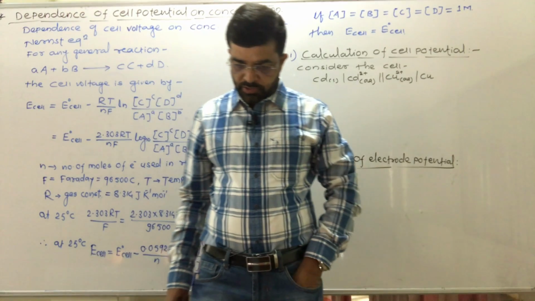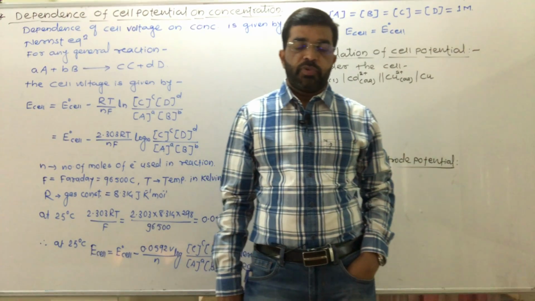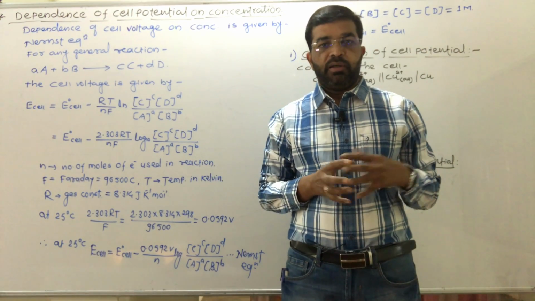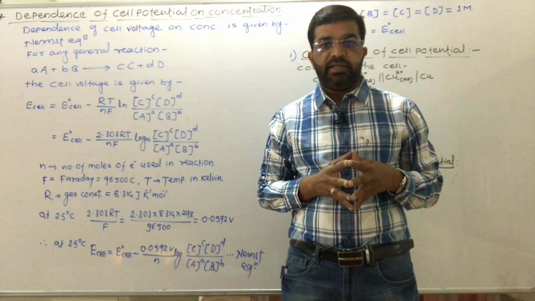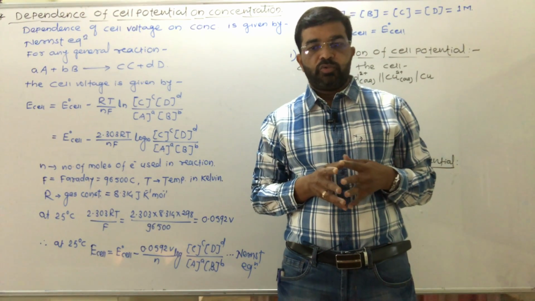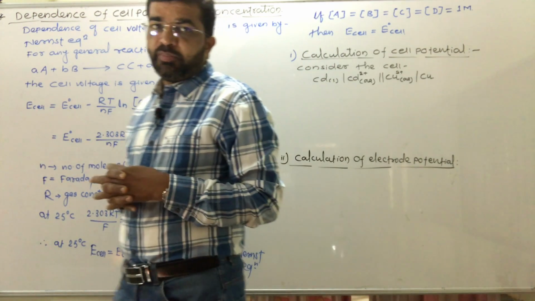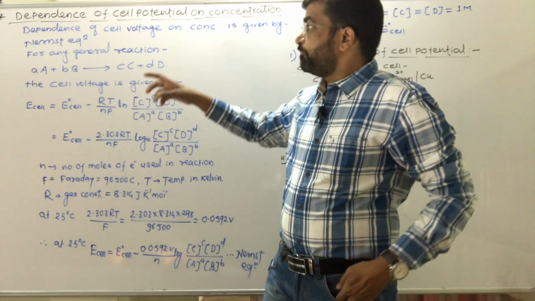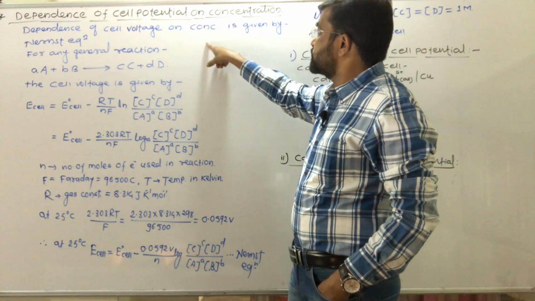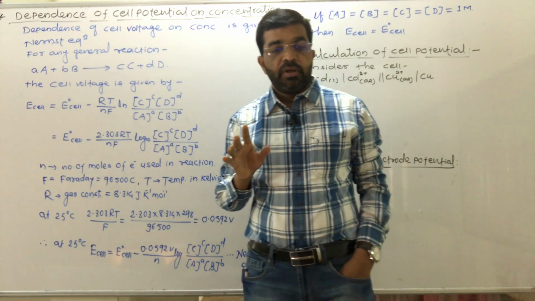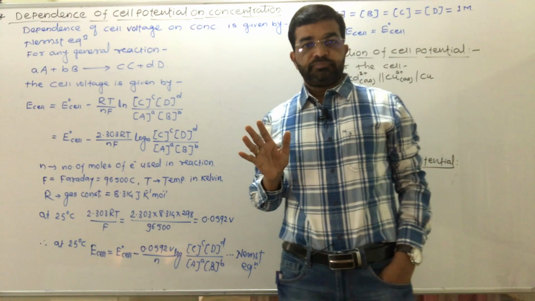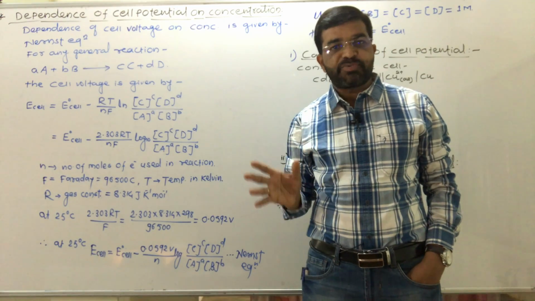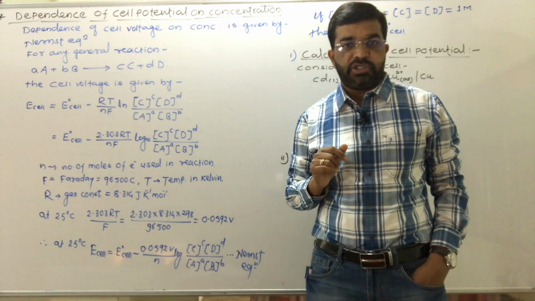Hello students, in the last lecture we studied the standard electrode potential and how the potential is developed at an electrode. Today we have to study the remaining points included in it, like the dependence of cell potential on concentration, that is, how the potential of a cell depends upon the concentration of electrolytes in that half cell. So that we have to study now.